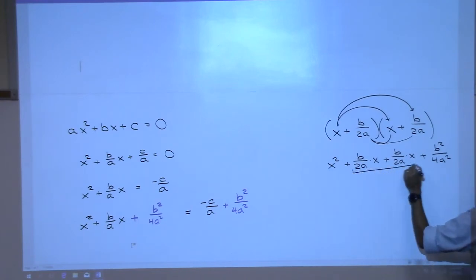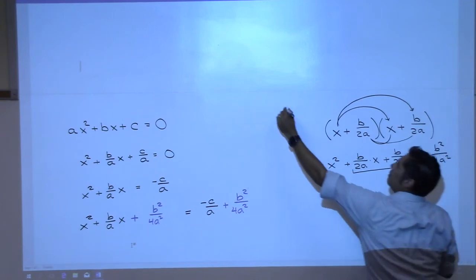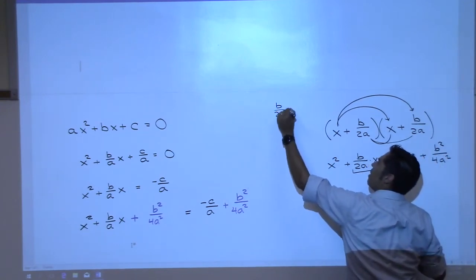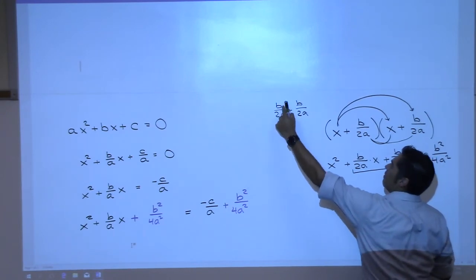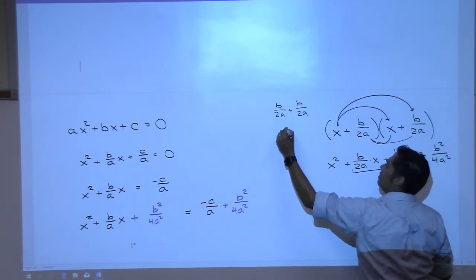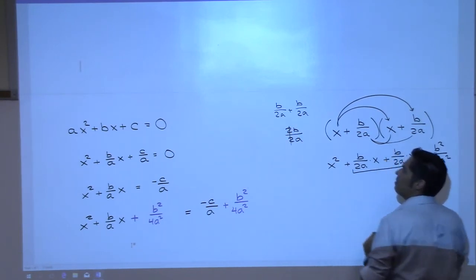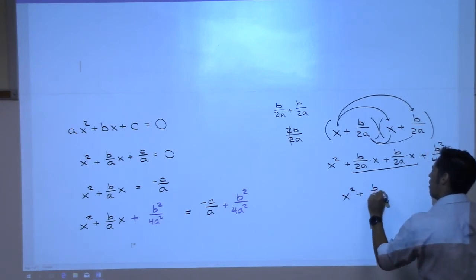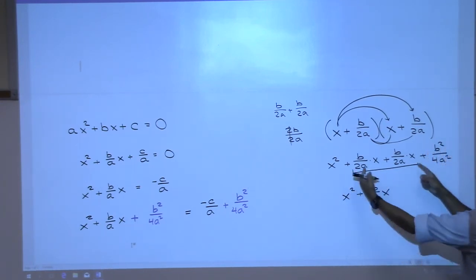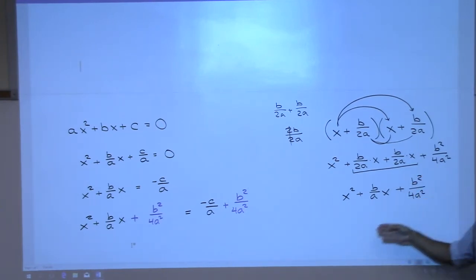These two are like terms because they both have x in them. So what I would do is take b over 2a and add it to itself. They have the same denominator, don't they? So I just add up the numerators. What's b plus b? 2b over 2a, which is just b over a, right? So x squared plus b over a x, those two together, plus b squared over 4a squared. That right there is this, right?